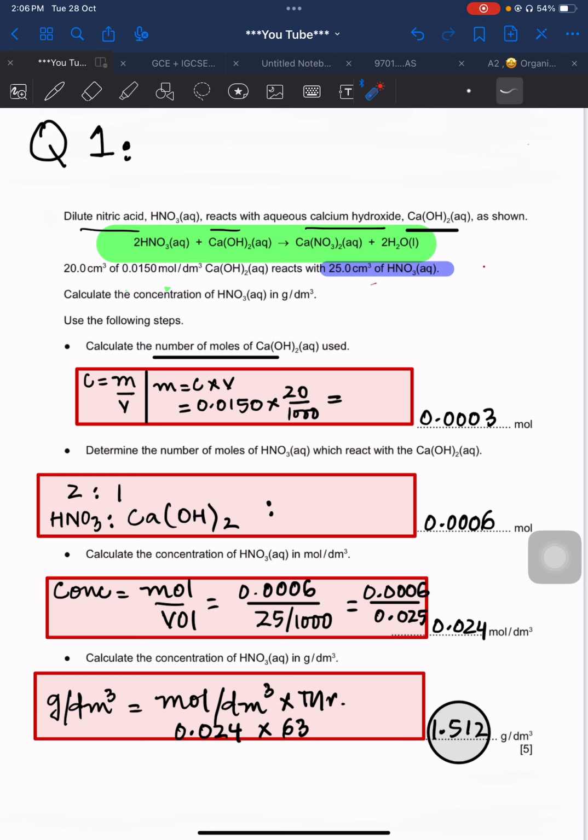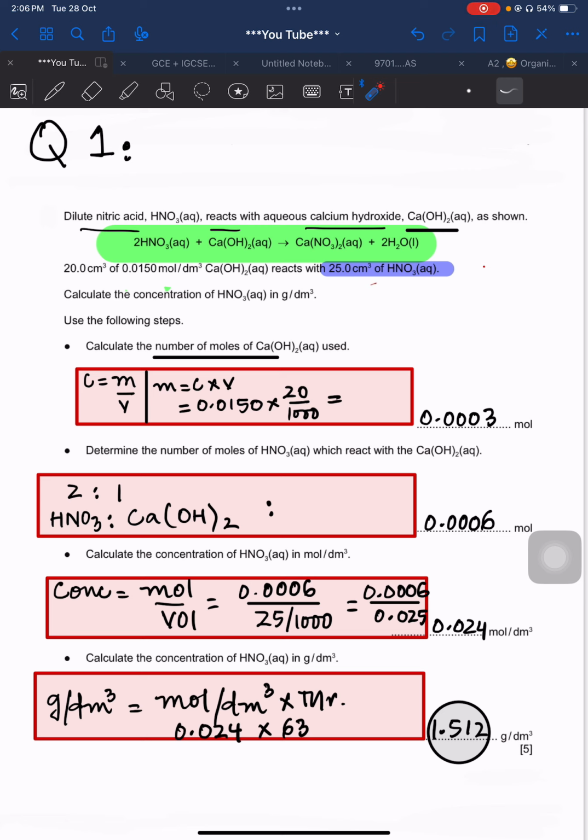And then the next step, which is the final step of this question, the examiner is giving 2 marks for this question, because the examiner is thinking that students should know the formula: moles is equal to concentration times volume, or concentration is equal to moles upon volume. Then the student should know that once he has calculated the concentration in moles per decimeter cube, he can multiply this concentration with the MR value to calculate the gram per decimeter cube concentration.